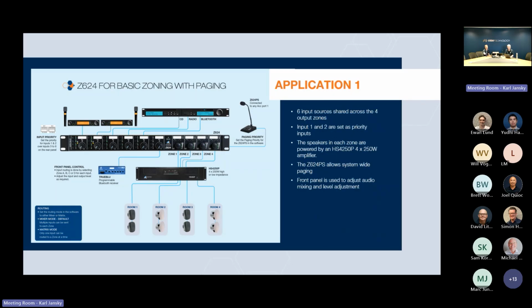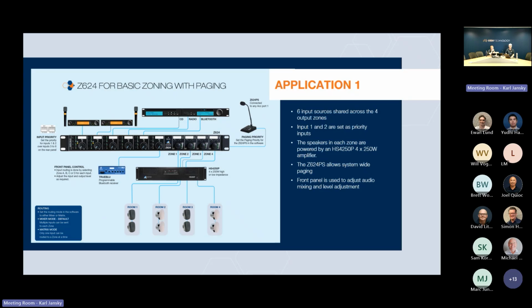Thank you. What we have here is a couple of slides showing you some typical applications that you could use the Z624 platform for. The first one there is basic zoning with paging. It's a simple system intended to be controlled from the front panel. There's a couple of wireless microphones connected to it and BGM sources for CD, DAB radio and routable Bluetooth connected to a HSP amplifier feeding 4 zones. Nice and simple, inexpensive and easy to use.